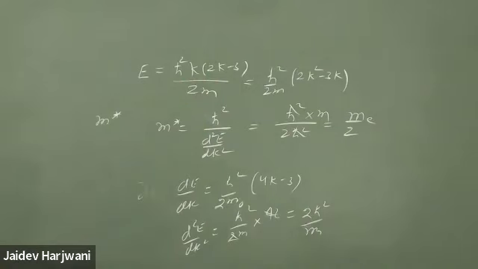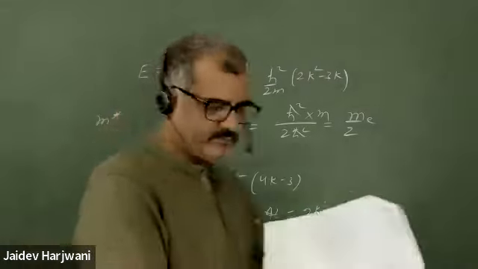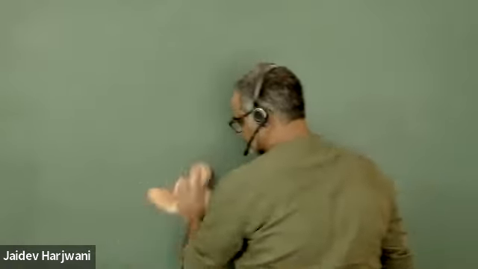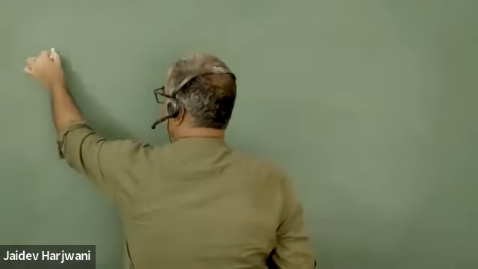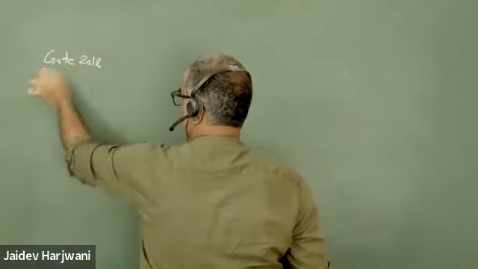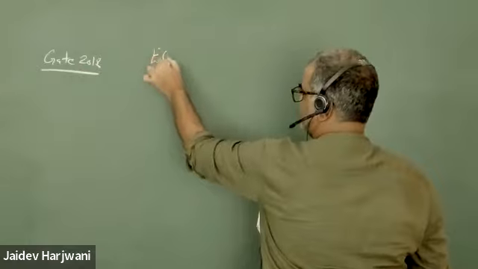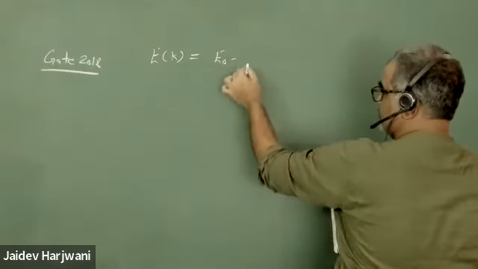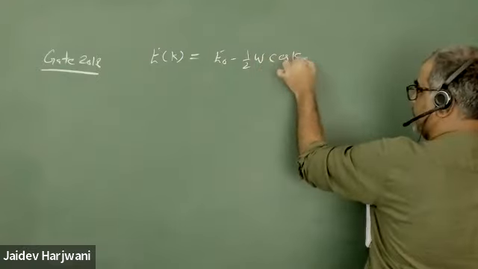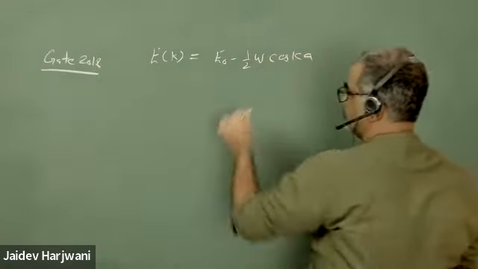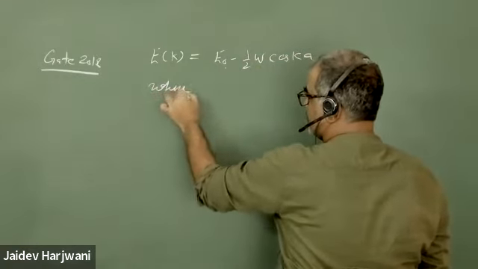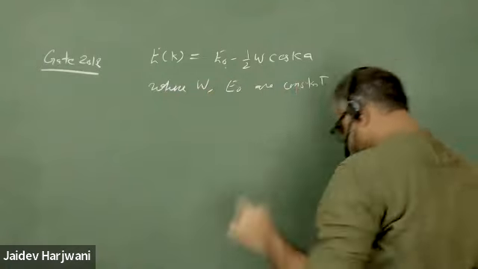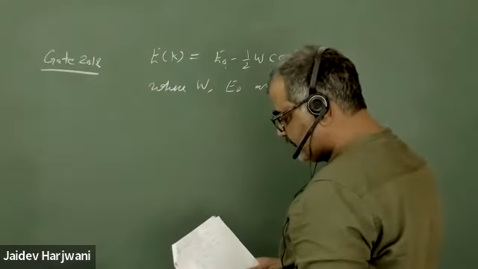Now I have some more problems. This came in GATE 2018. They have given you the EK curve as E naught minus half W cos Ka, where W and E naught are constants. You are asked to calculate the effective mass near the bottom of the band.